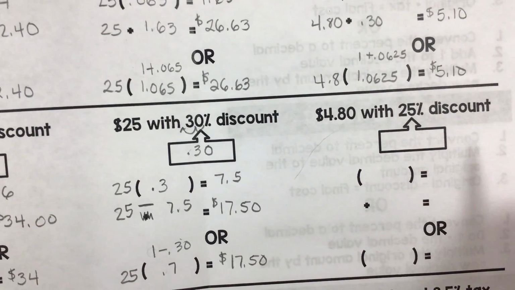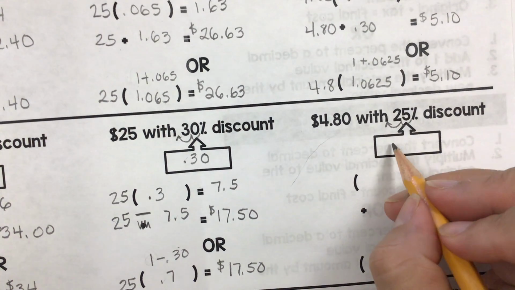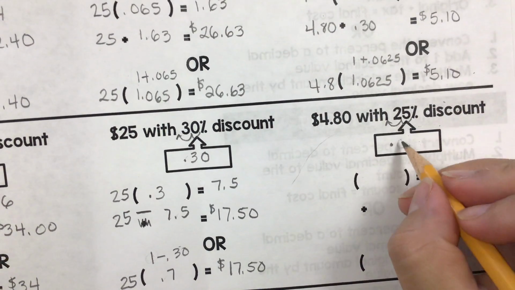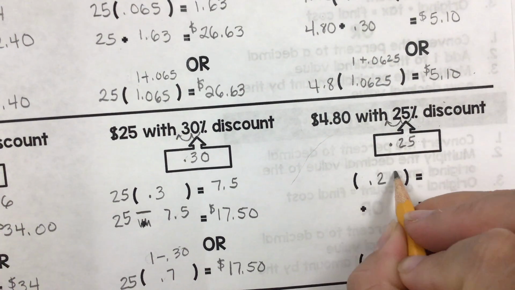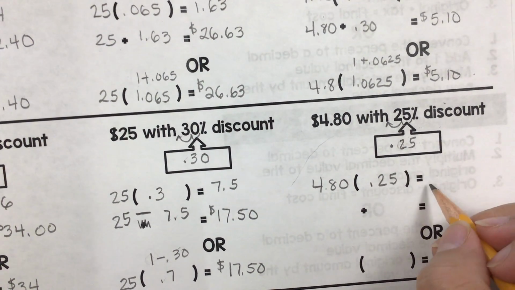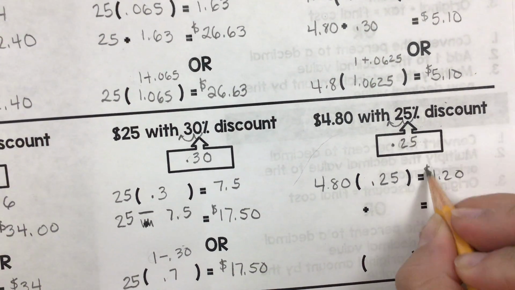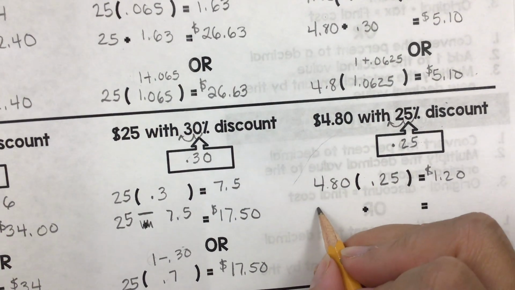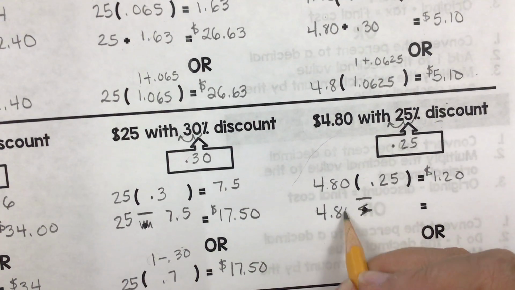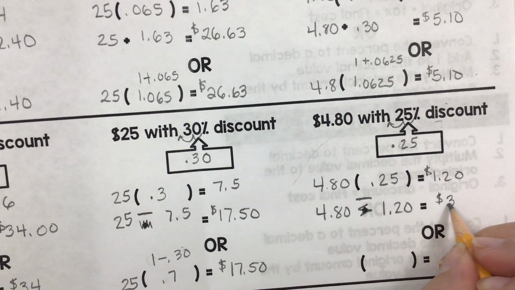Okay, so 25% discount. We have to move the decimal place over. We're left with 0.25. We're going to take 0.25 and multiply by the original amount of $4.80. When you multiply that together, you get $1.20. We're going to subtract them because it's a discount. So 480 minus 120 gives you $3.60.